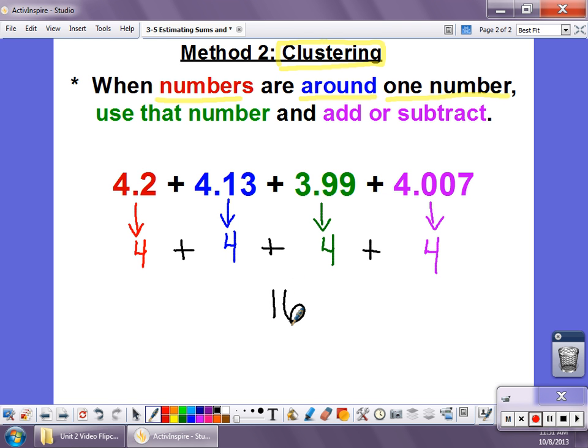So there are two methods. It doesn't matter which one you use. Clustering only works in one very specific situation, and when you're using rounding, you have to make sure you decide which place value position you want to round to, and that you round all of your numbers to the same place value position.